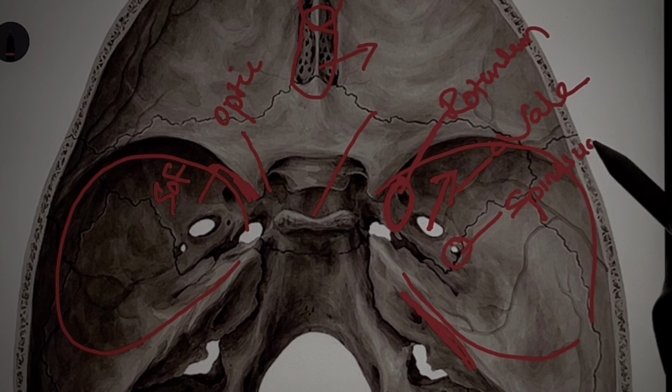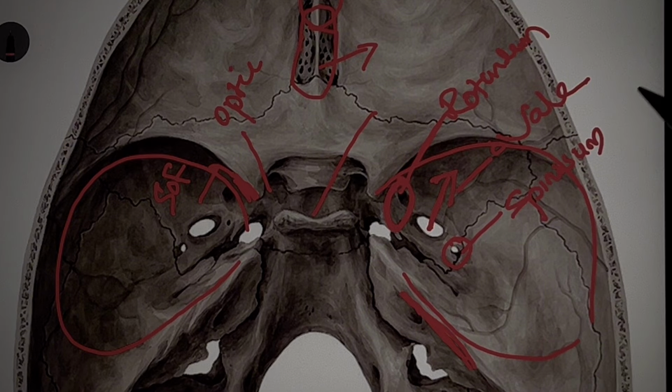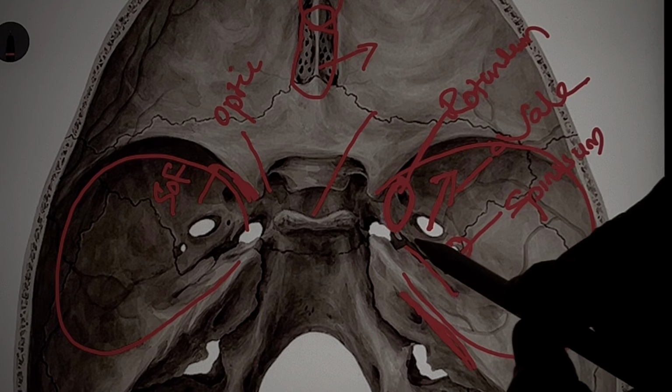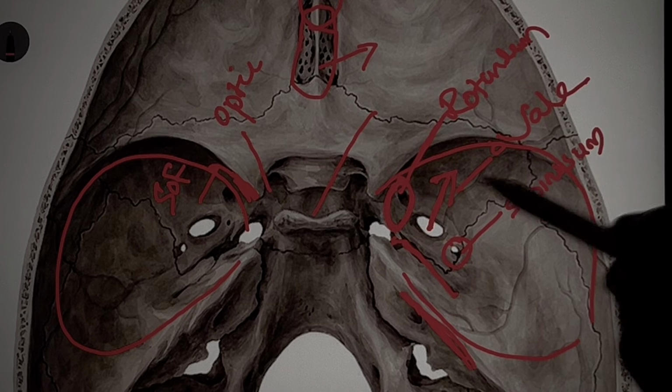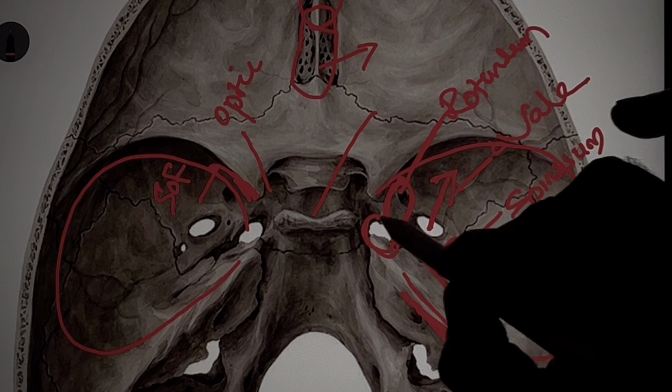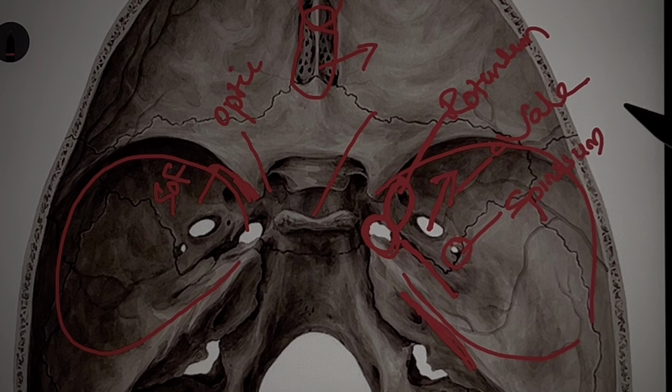Next, in the temporal bone is the carotid canal, internal carotid artery, and sympathetic plexus. And finally, foramen lacerum at the junction. It has the greater petrosal nerve and consists of multiple small vessels.